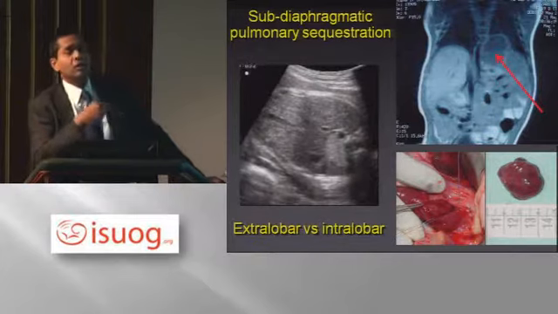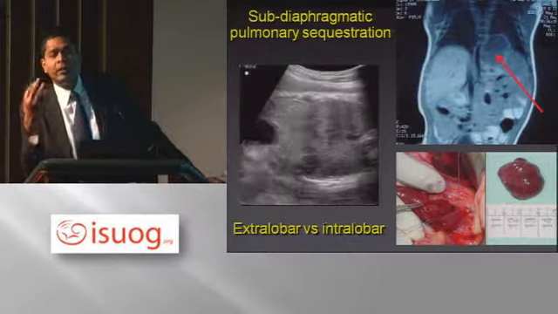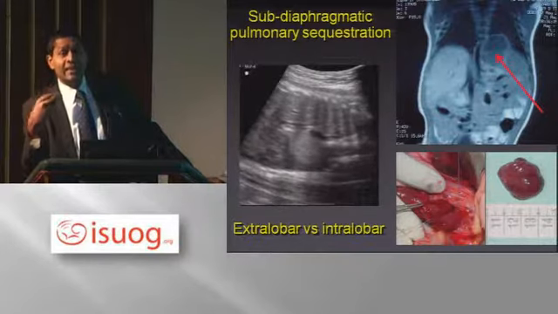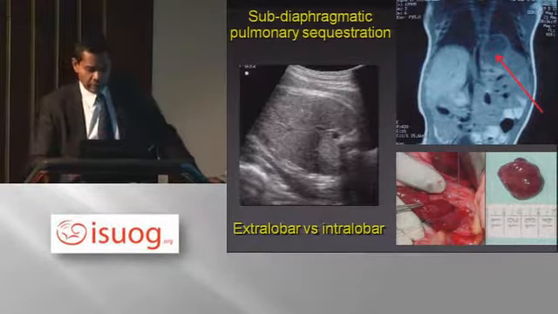You can infer the fact that it is extralobar by the finding of pleural effusion, and you may suspect it if you see antenatally a rapidly disappearing lesion.